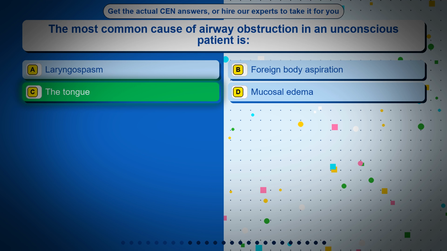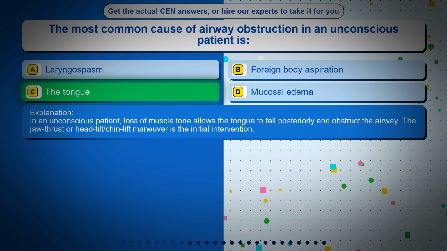The tongue. In an unconscious patient, loss of muscle tone allows the tongue to fall posteriorly and obstruct the airway. The jaw thrust or head tilt/chin lift maneuver is the initial intervention.